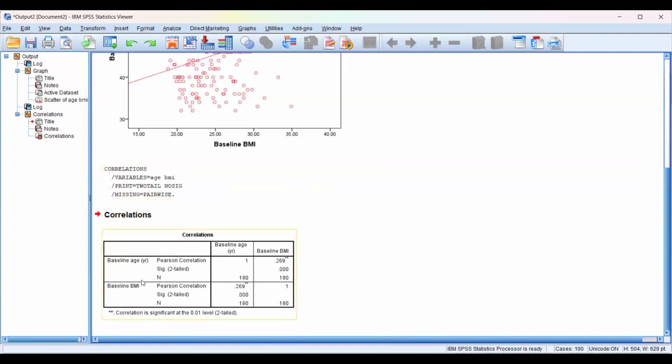Our correlation between age and BMI. You can see here, this is our correlation coefficient, 0.269. And it's very significant. Our p-value is 0.000. It obviously has a figure, but it's very significant. And that will answer your research question, that there's a significant relationship between BMI and age. And then you discuss that and you are done with that. So that is correlation in a short example.